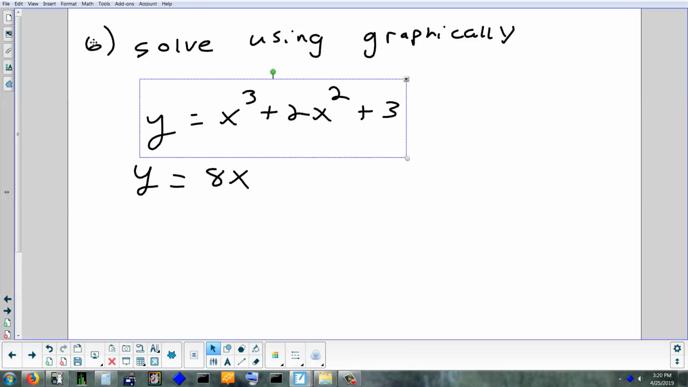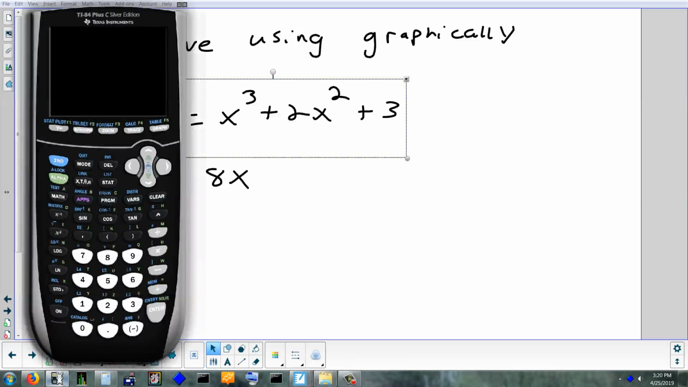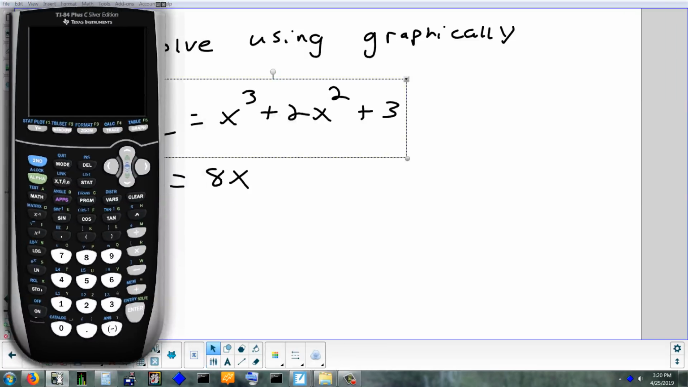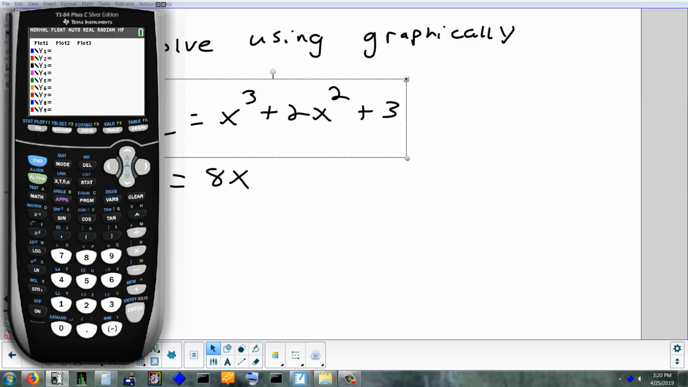So how would I solve this graphically? What would I do? Type both equations in and see where they cross. Yep, so just type both equations in. So x cubed plus 2x squared plus 3. It's not really something we spent a ton of time on this week, but it's something we've done before. So we graph both. It's going to cross once, definitely. Don't think it's going to cross twice.